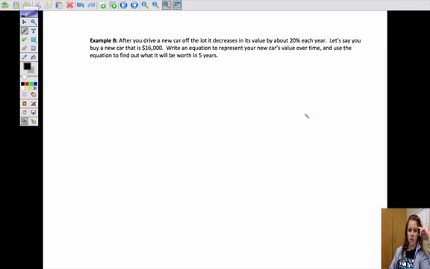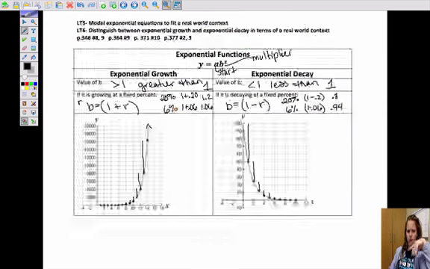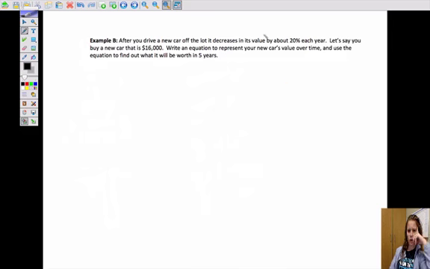If we look at exponential decay, a lot of times when people drive or buy new cars, they decrease in value very quickly. Okay, so this car is going to decrease in value by 20% each year. Let's say you bought a new car for $16,000. We're asked to write an equation to represent your new car's value over time. So this is an example of the percentage we were talking about here. So our rate of decrease is 20%, or 0.2 if we're talking in decimals, right? So our rate is 0.2.